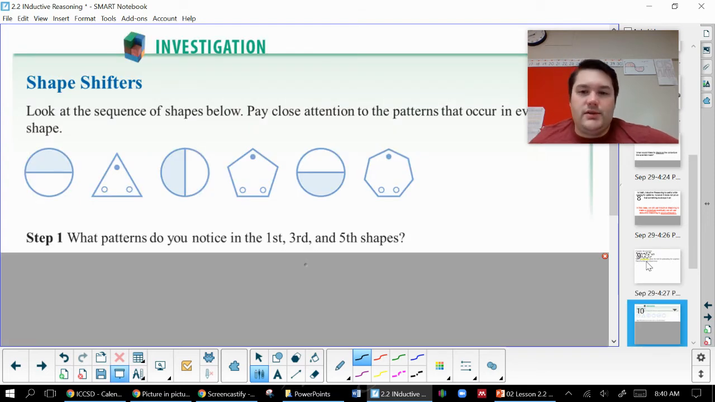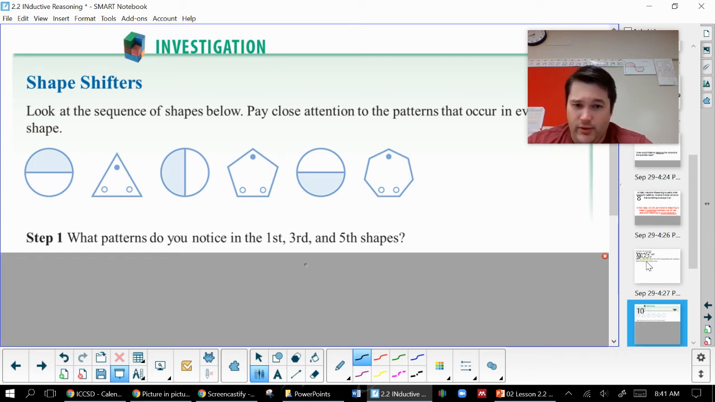Now we could also look at this in terms of some shapes. So this one's a little bit more interesting here. We've got these seemingly very, very different shapes here. But there are some questions I want you to look at to maybe help you out. So the first question is, what do you notice about the first, third, and the fifth shapes? And hopefully you've noticed already that those shapes are all circles.